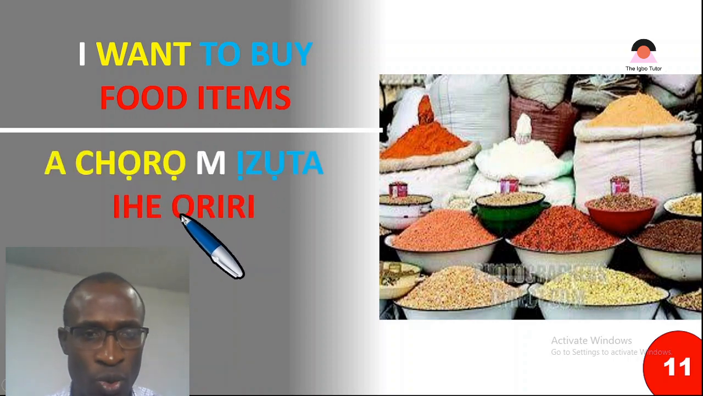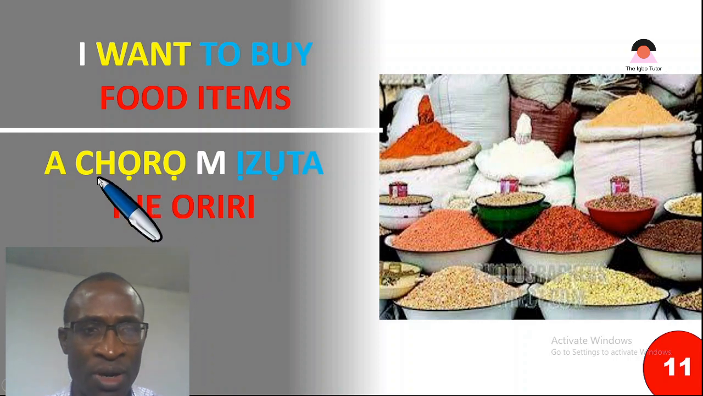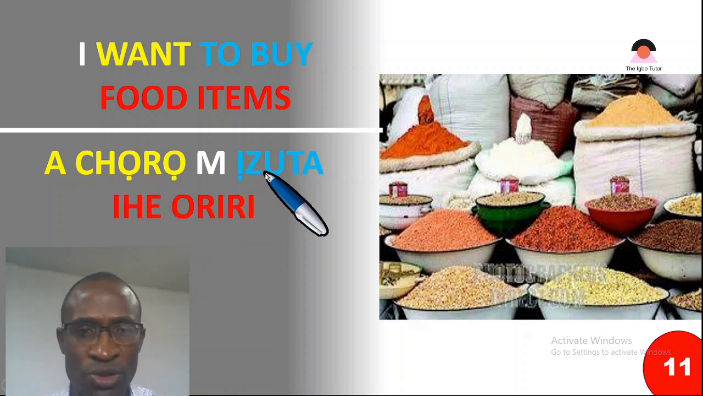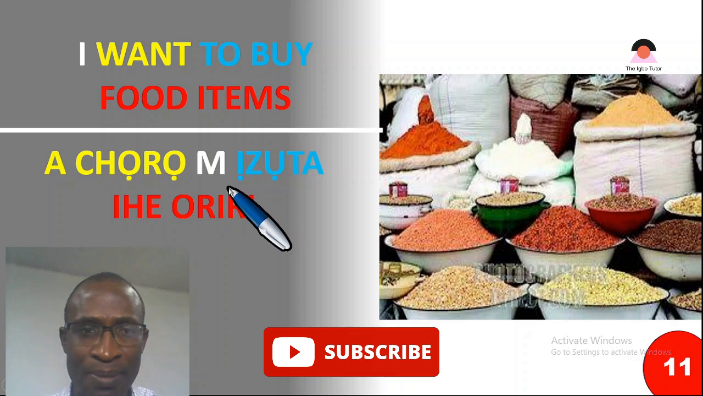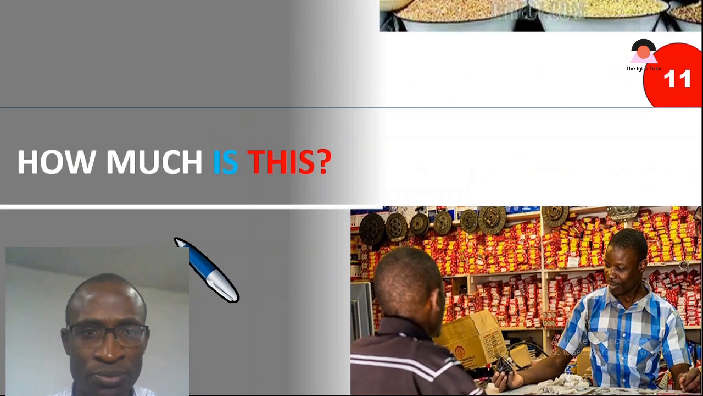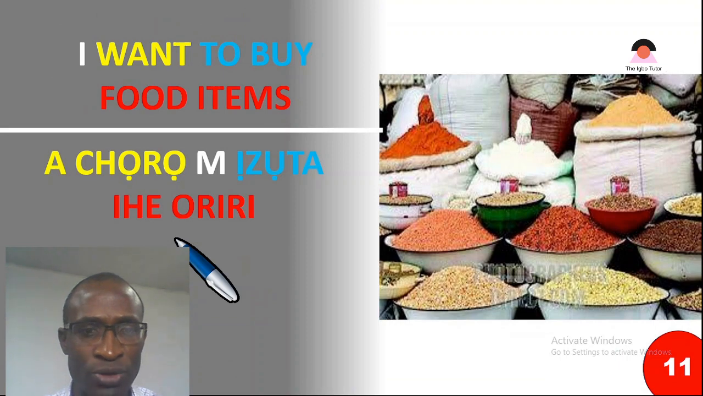Food items. So what is that in Igbo language? Iho riri. Of course, we have repeated achorom izota several times, so you should have known that by now. So what we are buying now is iho riri, food items. Achorom izota iho riri. Let's move on from here. I want to buy food items.